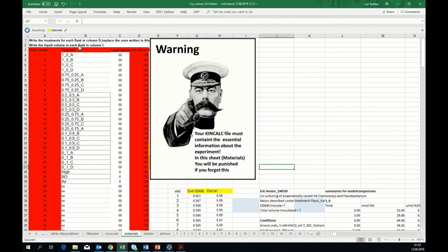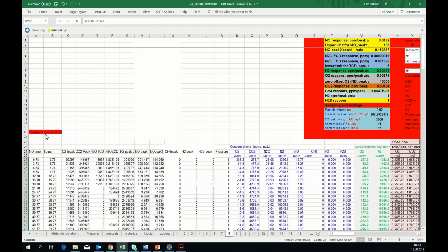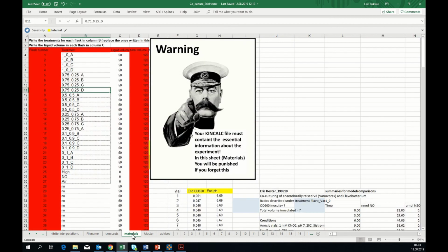In column B you write the names of the treatment in each vial. You have a flask number, a vial number here, and you write the treatment name. And that name will be transported to the individual vials. So if we, for instance, look at vial number 8, we go to vial number 8, you'll see that it's treatment 0.75-0.25D. So it's important to have this in place.